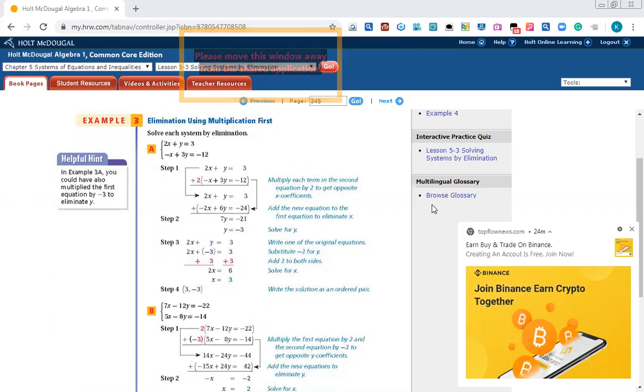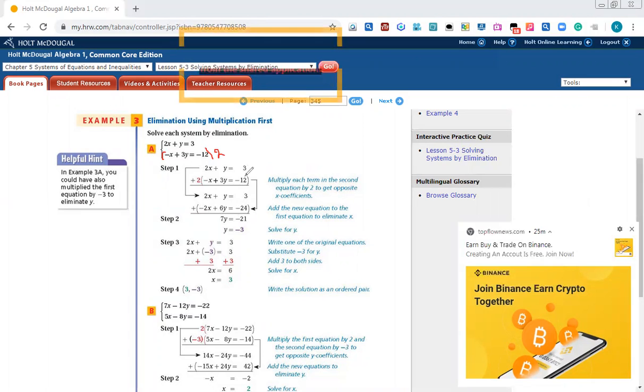So we can use multiplication to get same value, different sign. Here up we have 2x and minus x. Just multiply the second equation by 2 to get minus 2x. So multiply all the equation by 2. 2 multiplied by minus x, I will get minus 2x. 2 multiplied by 3y, so 6y. 2 multiplied by minus 12, minus 24.